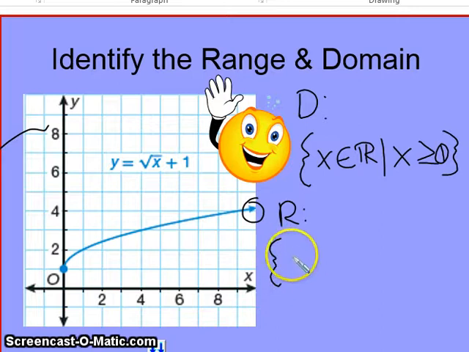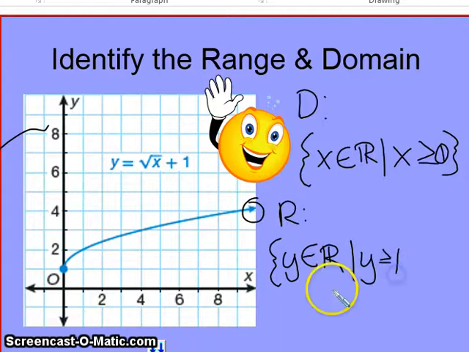Range is y values. Again, we have to have y is an element of all real numbers, such that, alright, now check out our y values. Our smallest possible y value is 1. Y can be equal to 1, but it's never going to be smaller than 1. So this tells us that y is greater than or equal to 1. Now, if we continue this line on to infinity, we would keep going up and up and up. And so, that means that y can be anything infinitely as long as it is greater than or equal to 1.